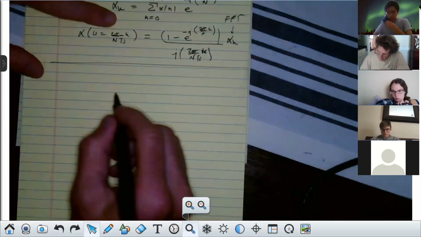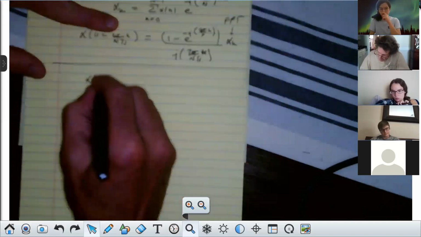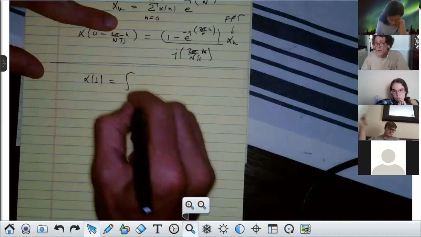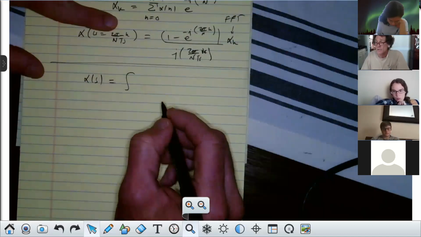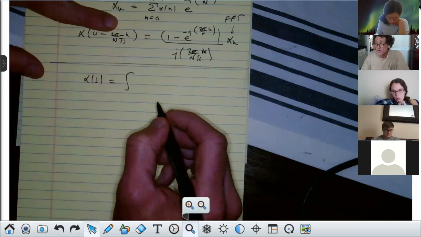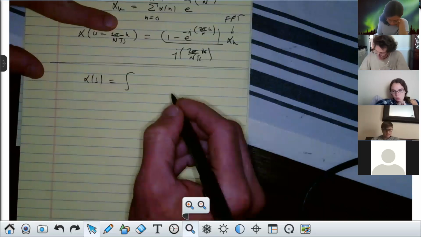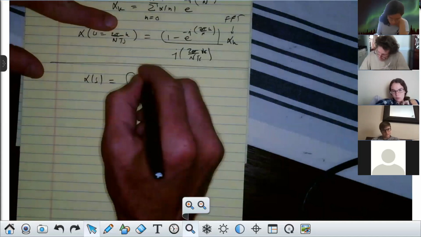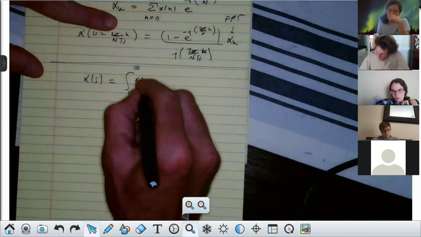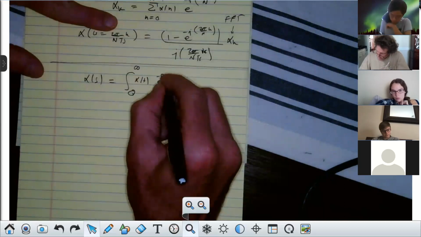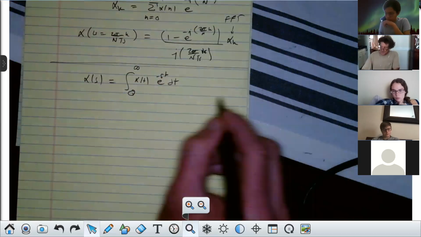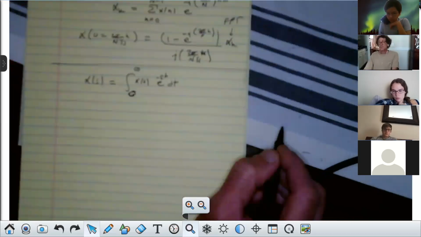So now we start with the actual Laplace transform, X of s of a signal x of t. And that's equal to, in our book and in most engineering work, the single-sided Laplace transform, which starts at 0, not minus infinity. It goes to infinity of x of t e to the minus st times dt. That's a 0, not a minus infinity. That's Laplace, right?